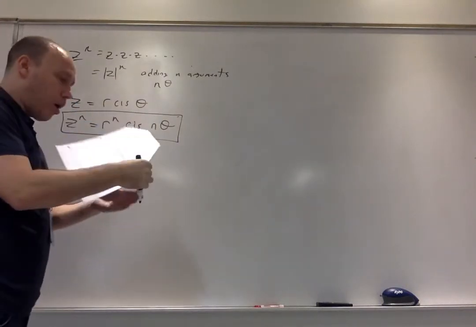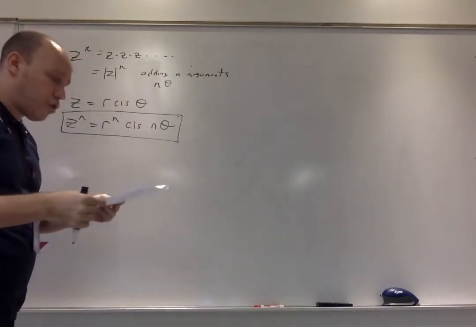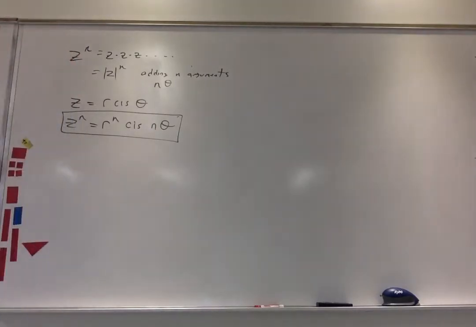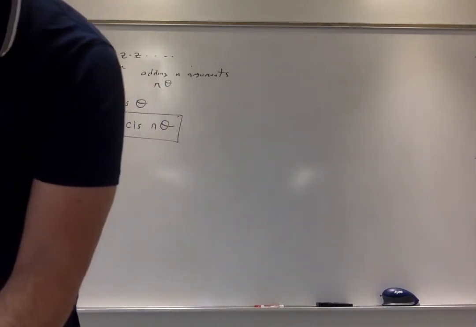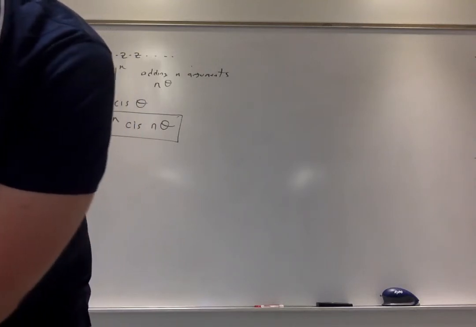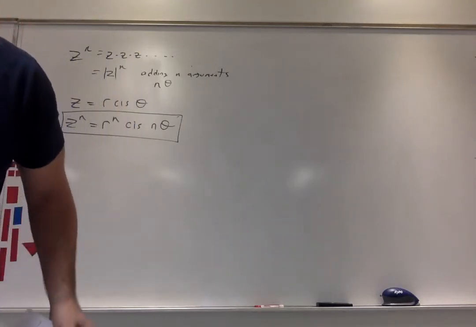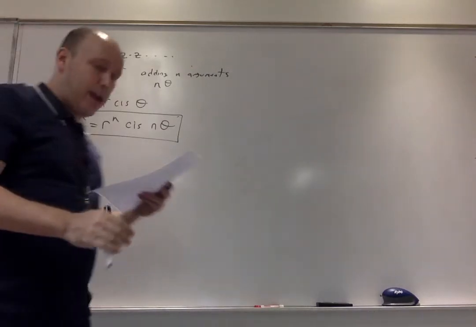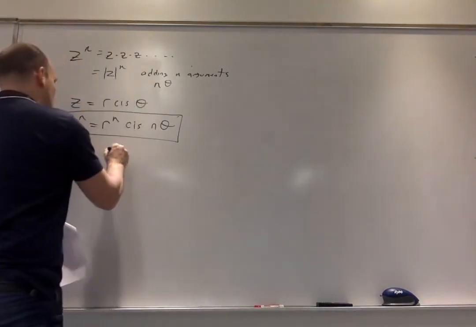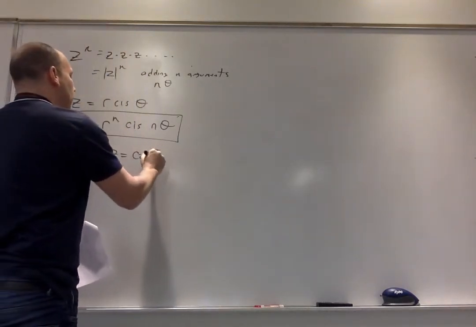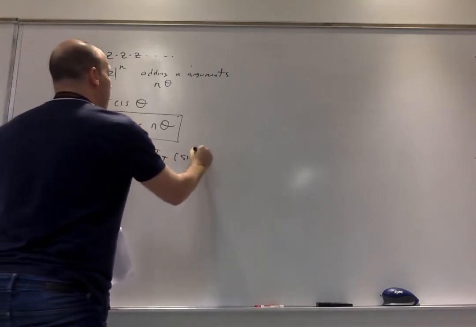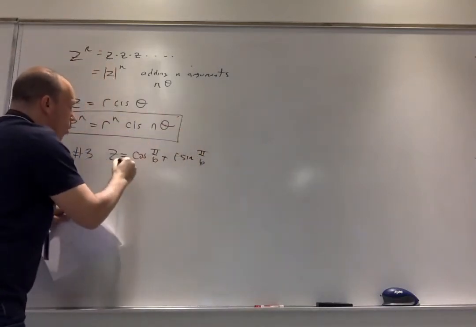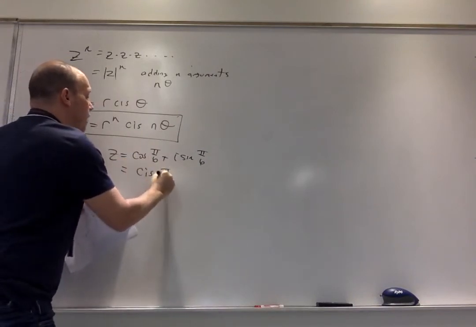Now, the last thing I want to talk about is a question in the book, and I really want you to practice this homework because it will really help you with the last unit. Once you get 15F down perfectly, you're in great shape. So the book gives you this problem. It's number 3 at the end, and they tell you that z is cosine pi over 6 plus i sine pi over 6, which we know as cis pi over 6.